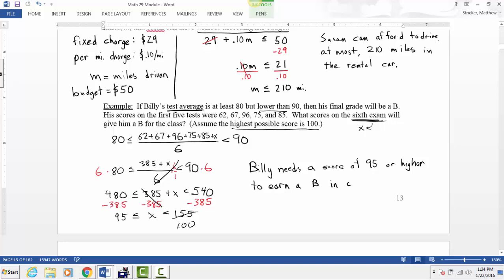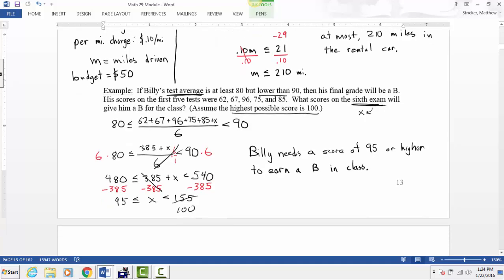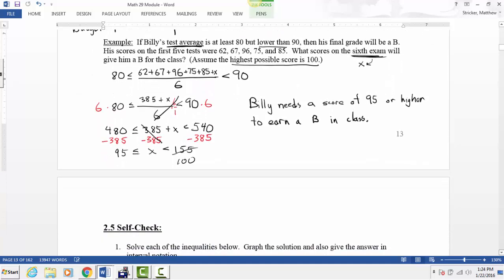And that's it. This is how we solve different types of applications using linear inequalities. Don't forget to work on your self-check, and we'll see you in class.